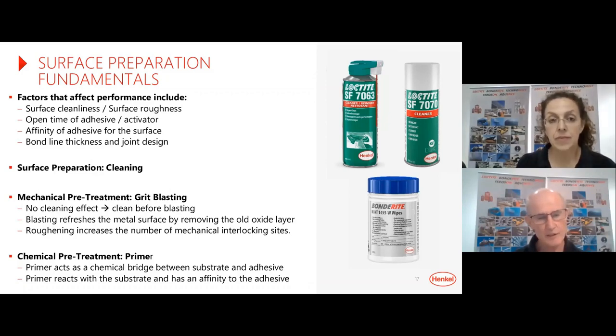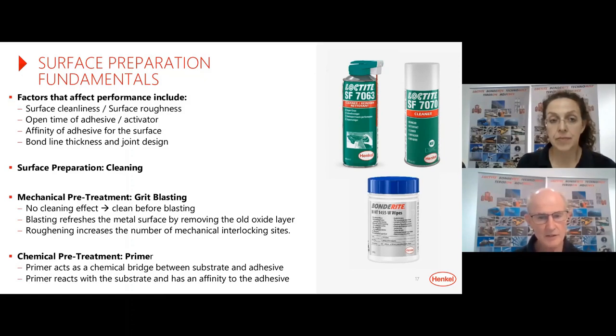So we mentioned earlier about roughening up the surface. So with metals, grit blasting is ideal. It refreshes the metal surface, removing the oxide layer. But if you can't do that, then just simple abrasion. But there are plenty of adhesives which will accommodate a certain amount of just as-received surfaces. And that should be the benefit of these modern engineering adhesives.